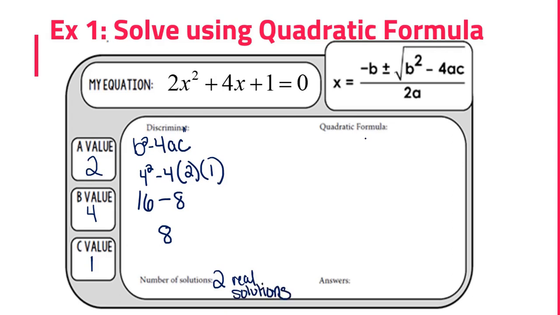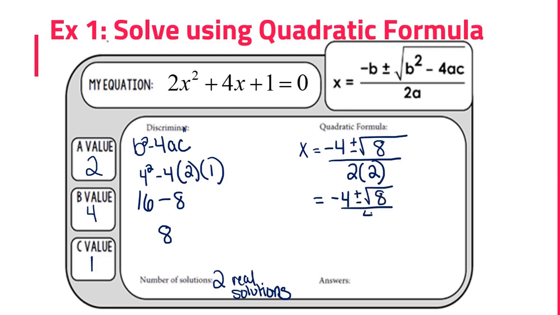Now, let's finish our formula. So x is equal to the opposite of b. So that means basically change the sign of your b, so negative 4, plus or minus the square root of the discriminant, so what we got, which was 8, divided by 2 times my a value, which in this case is 2. Let's do some simplifying here.